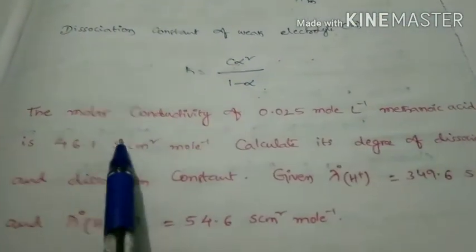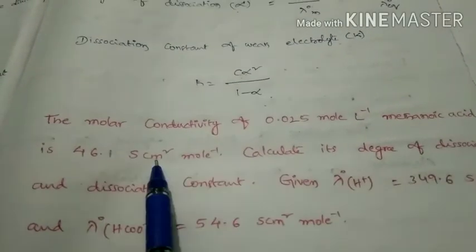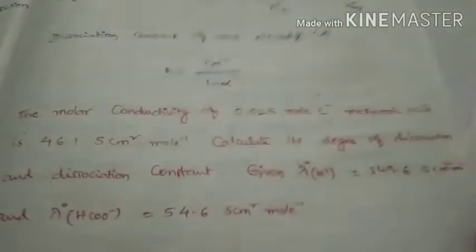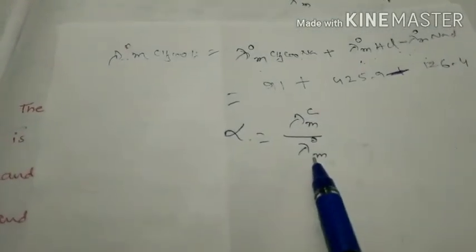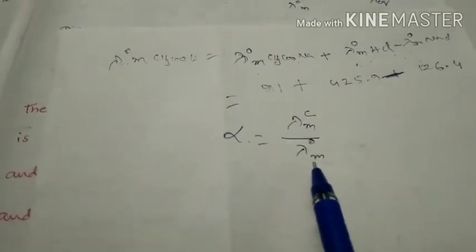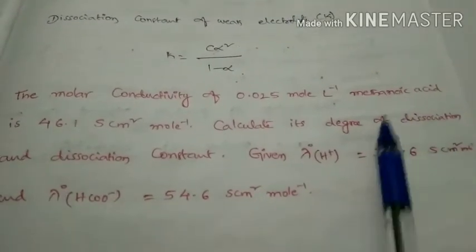Already lambda c is given. I told you already, the molar conductivity at this concentration of methanoic acid is this one. That means lambda c is given already. Now we have to find lambda naught m, that means equivalent conductance or molar conductance at zero concentration of methanoic acid.